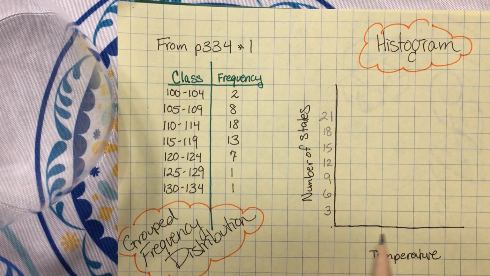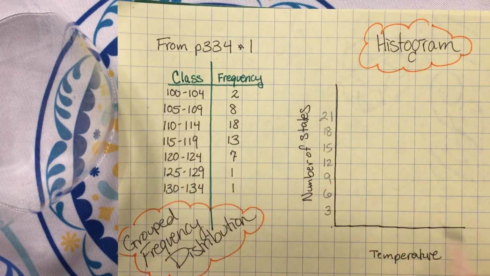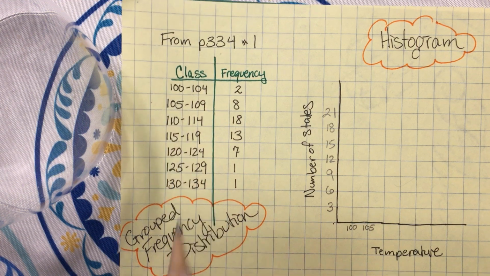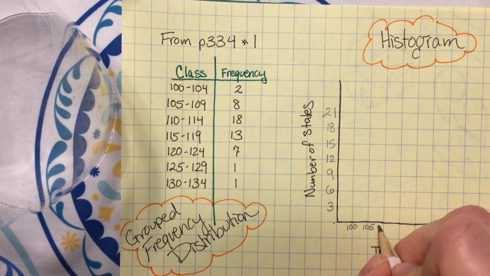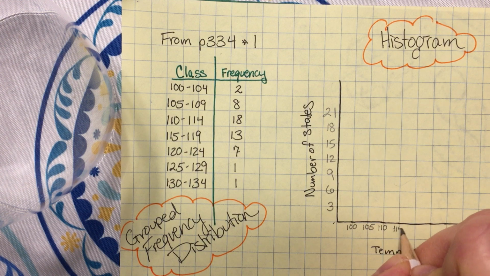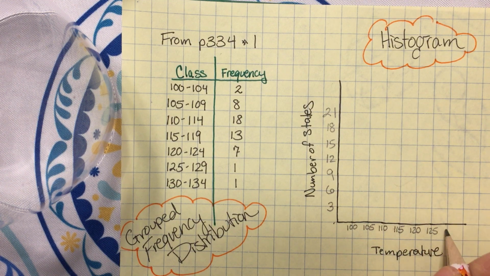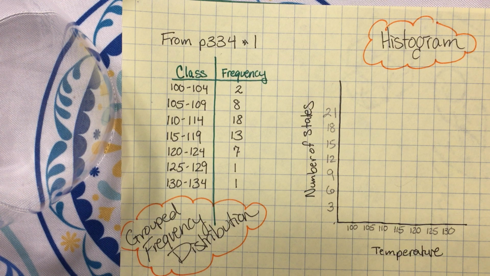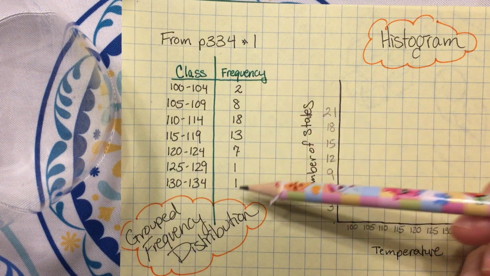And then we want to put our classes down at the bottom. So my first one starts at 100 and goes up to where the next one starts, which is 105. The next one starts at 110, 115. Now I think in your book you've got a little more horizontal space to work with. You could make your bars wider if you want. We're going to have our bars be the height of these frequencies.